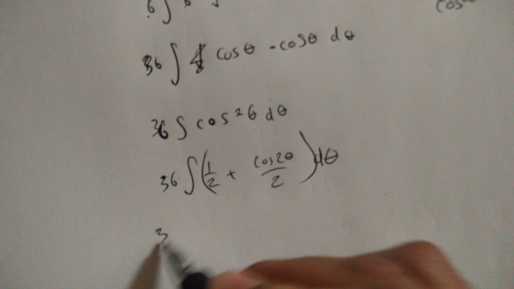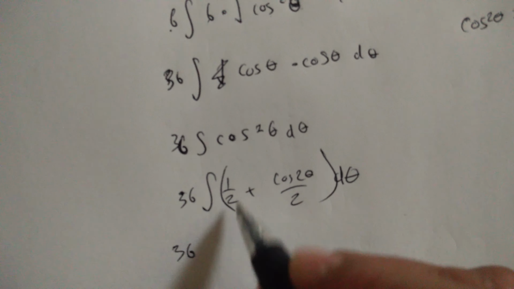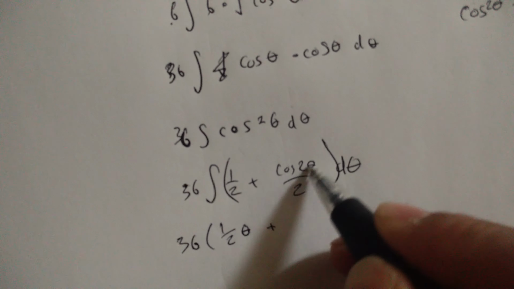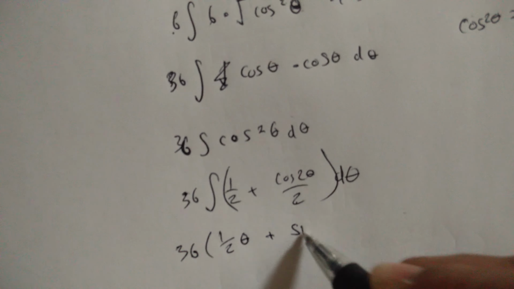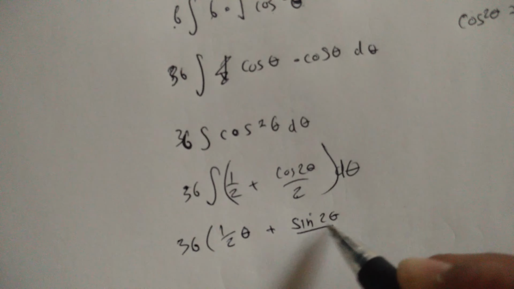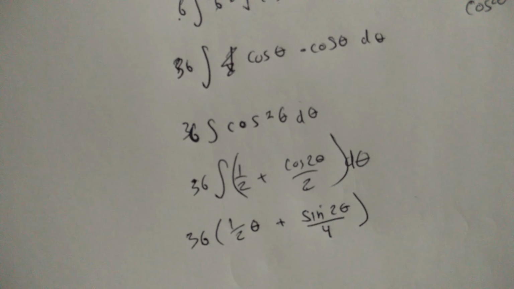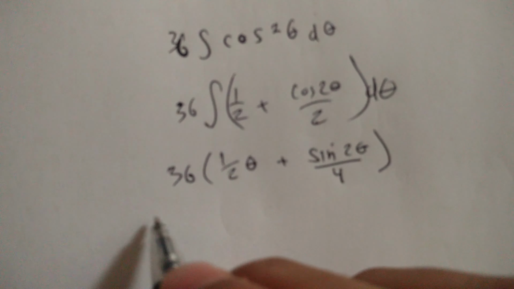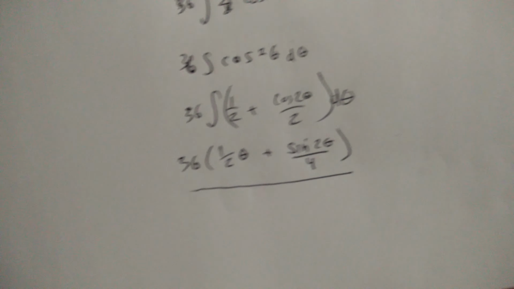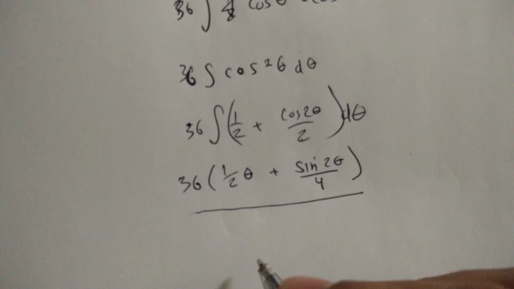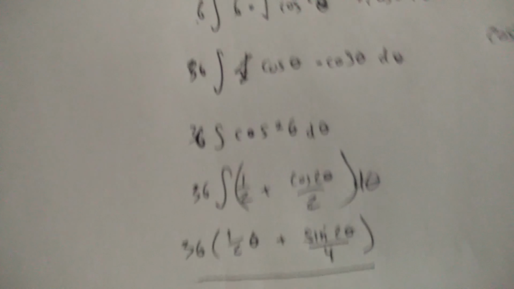Now this is very easy to integrate. We get 36 multiplied by 1 over 2 turns into 1 over 2 times theta, plus cos 2 theta over 2 turns into sine 2 theta over 2 times 2, which is 4. Right? Now we've simplified it. This is the integral of a semicircle, but with respect to theta, not x. So we have to change that.